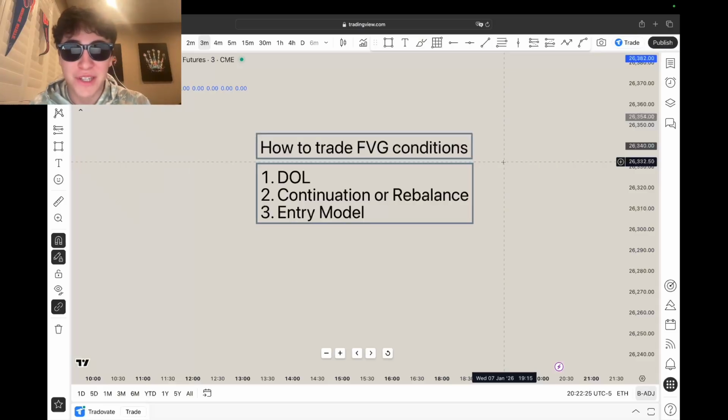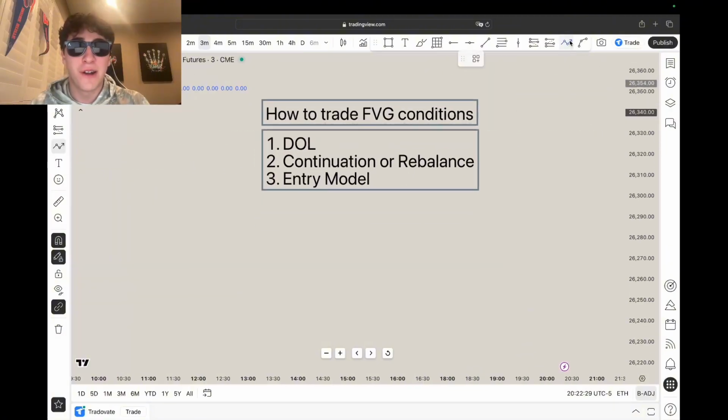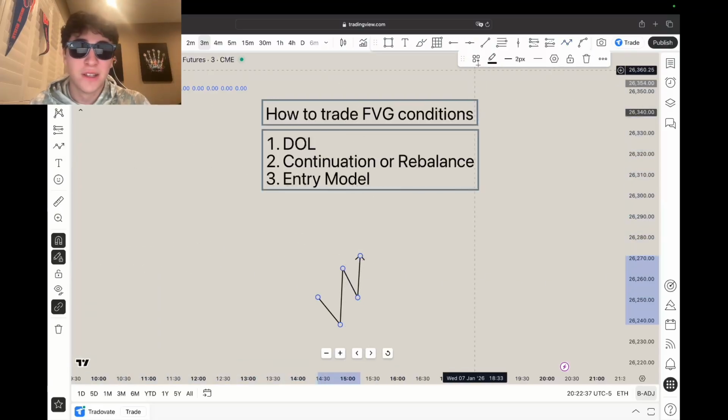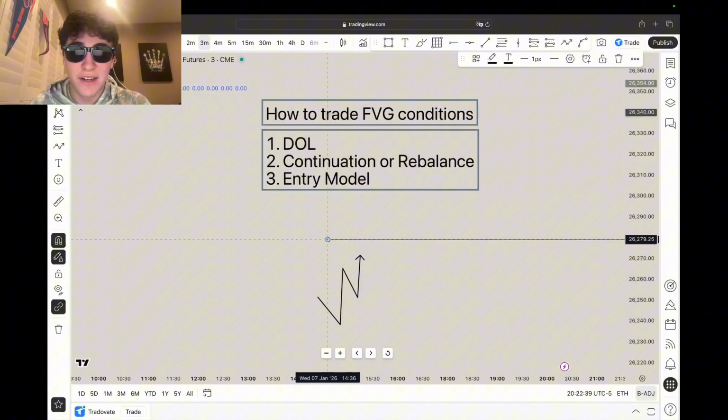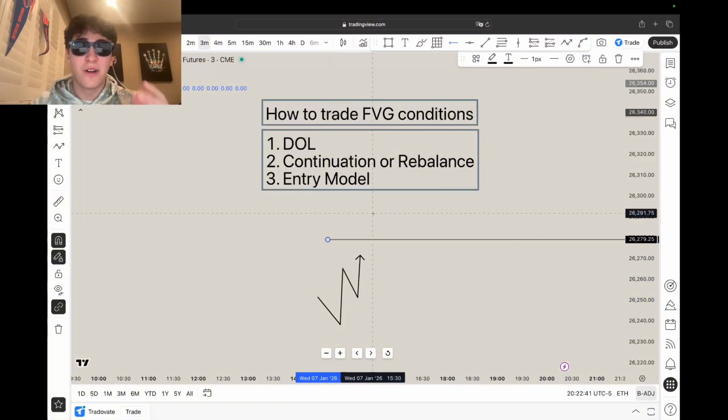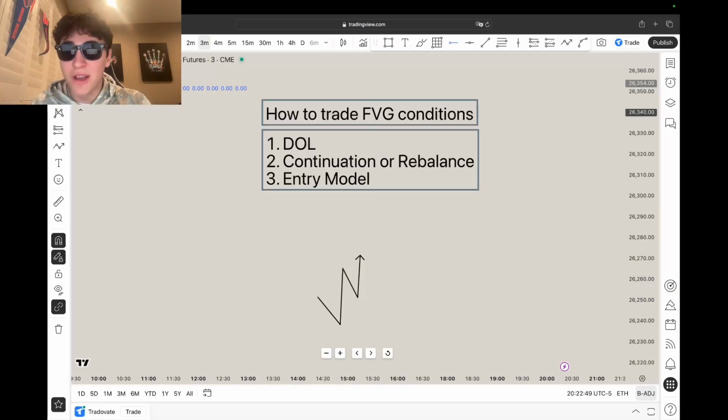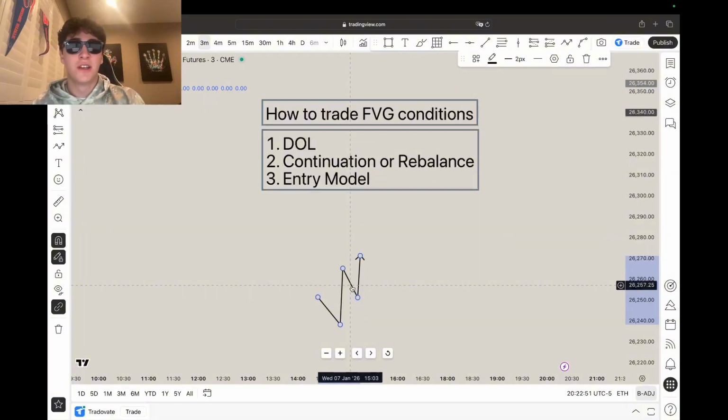Alright, so first step when trading fair value gap conditions, you want to figure out your draw on liquidity. So, for example, say we're in an uptrend, and we have a data high right here. Whatever our draw on liquidity is, there's videos on that. You want to mark out the draw on liquidity that you're targeting, same way as if it were bearish.